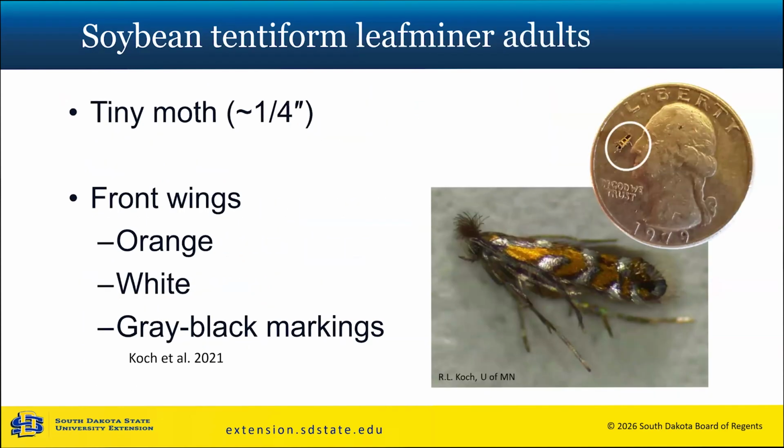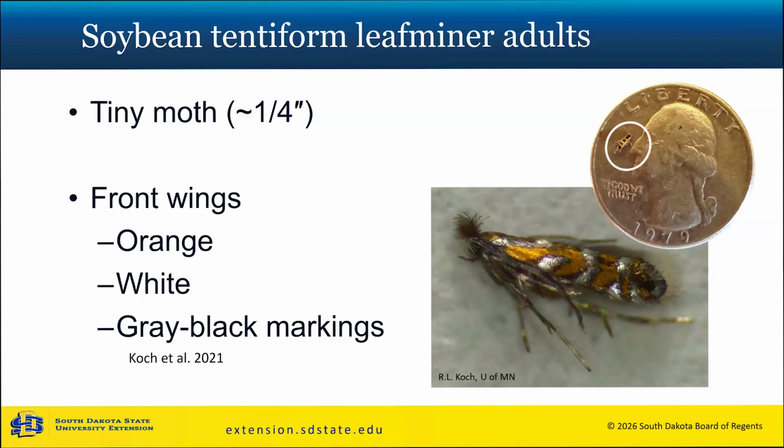So here's a picture of the adult. Just like the gall midge, they are extremely tiny, about 1/4 of an inch. They're very colorful though: front wings orange, white, gray, with black markings. And as you can see in this picture, here's a quarter with an adult tentiform leaf miner on it. So just very tiny.